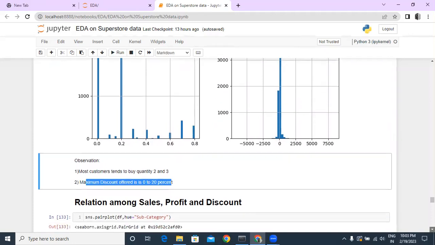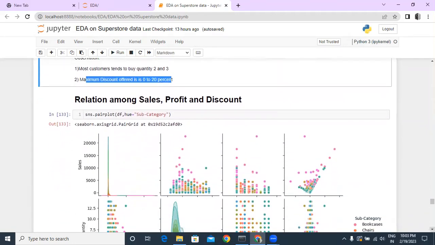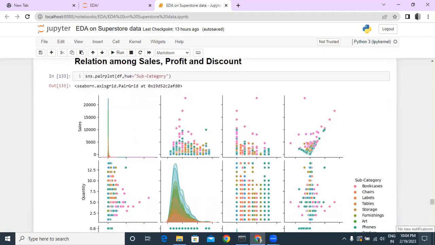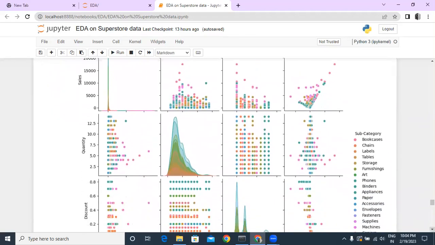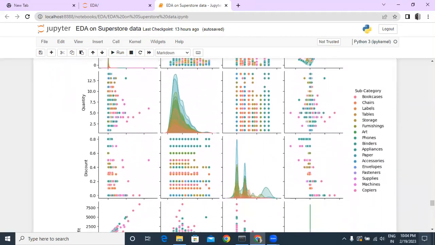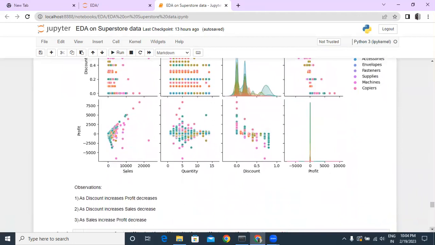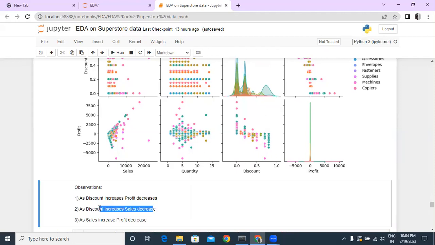Next, now we'll analyze sales, profit, and discount together by using the pair plot. The pair plot gives 4 sections, sales, quantity, discount, and profit, each plotted with each column. We have used the subcategory as a hue parameter, so we'll be getting the color-wise trend according to the subcategories. We can see from the discount, sales and profit pair plots that if discount increases, profit decreases. If discount increases, sales decrease, and as sales increase, profit decreases. So this was the analysis.